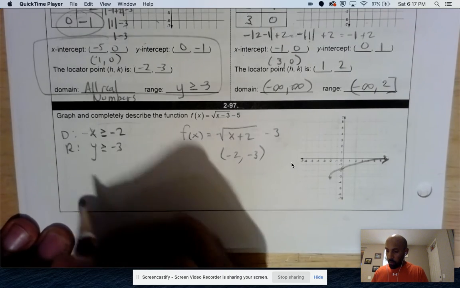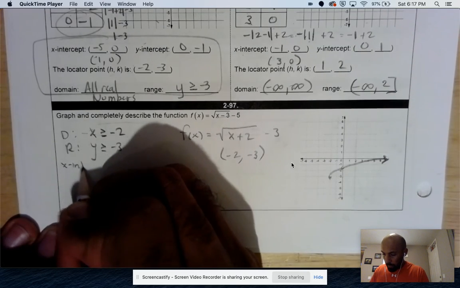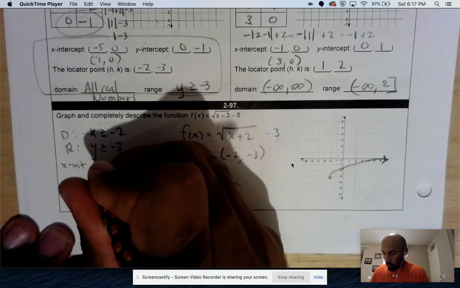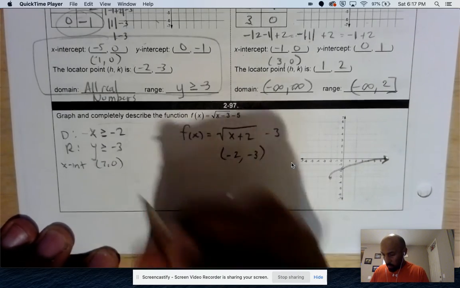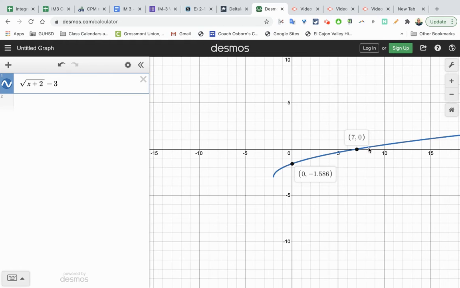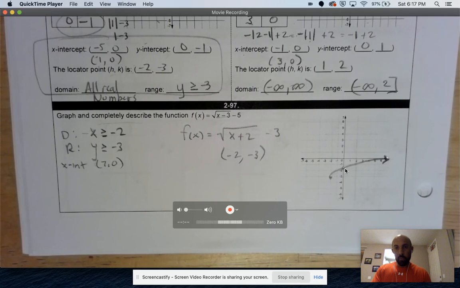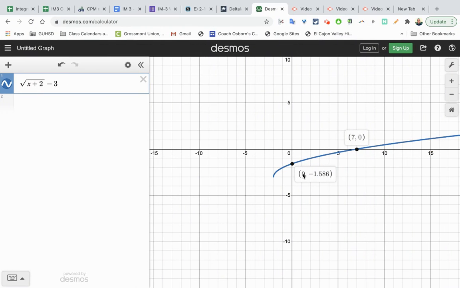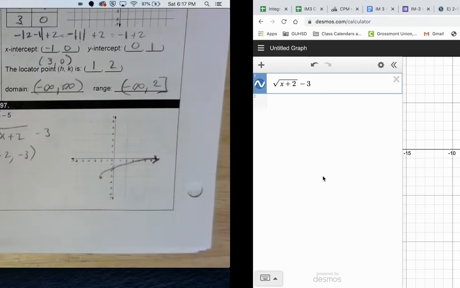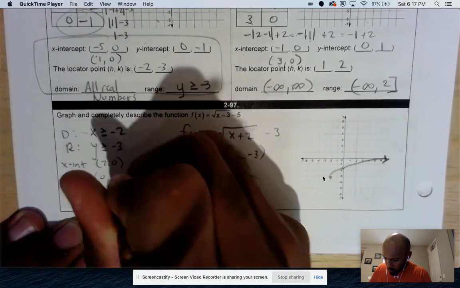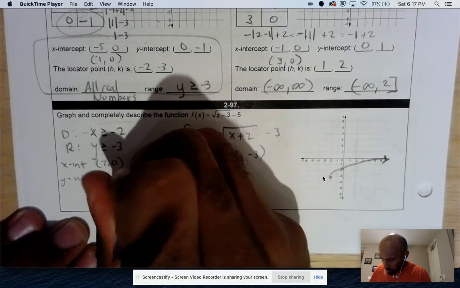Okay, so now let's talk about the x-intercept. Well, we've just figured that out. It was at 7, 0. Okay, by just looking at the Desmos graph right here. That's where it crossed. And then the y-intercept was this point right here, which was about 0, negative 1.6. So y-intercept 0, negative 1.6.